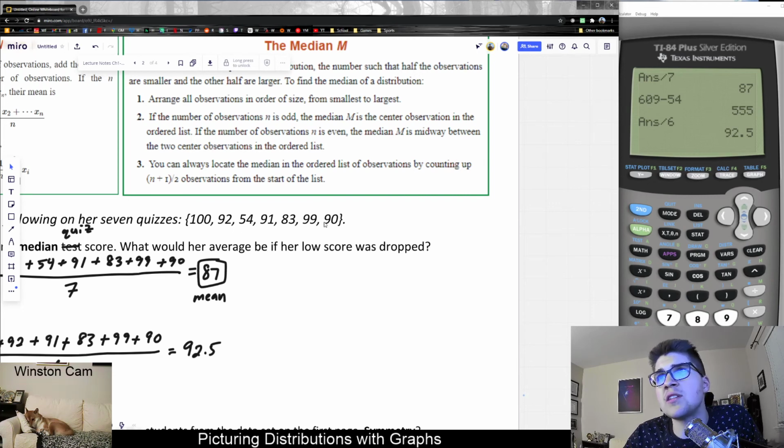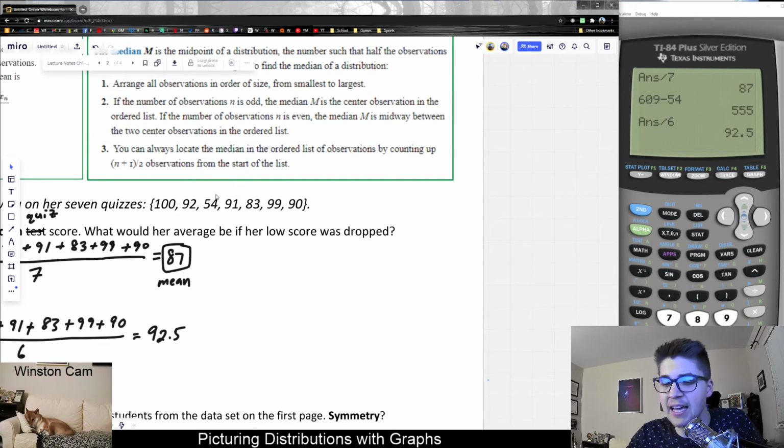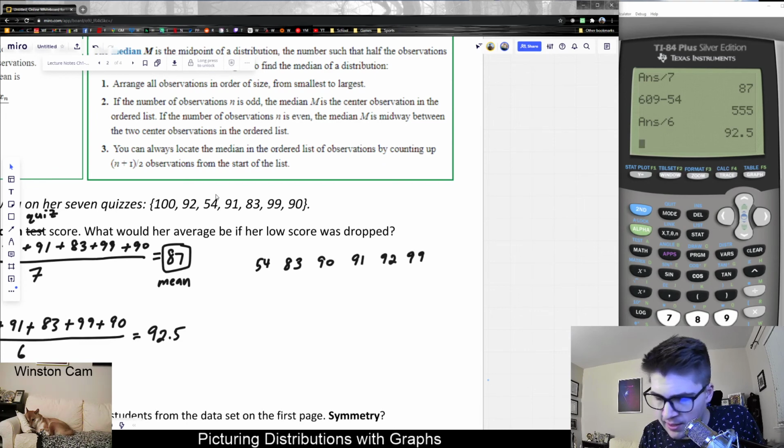So with her 7 quizzes, they're not in order. It's a little bit harder to say. You don't want to just pick the number which is in the middle visually when it's not in order. But that's kind of the idea. So what I'd always start by doing is rearranging your data in numerical order. So here we have 7 data points. 54 is the lowest, then 83, 90, 91, 92, 99, and 100.